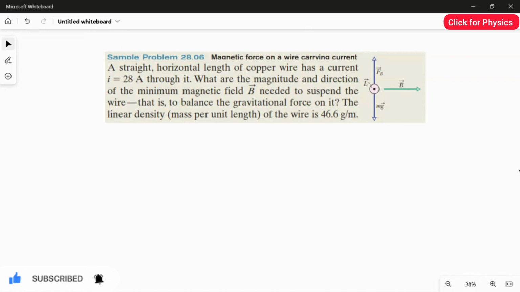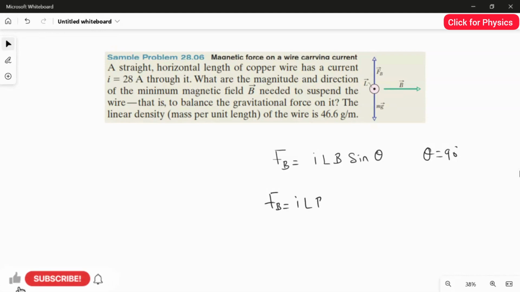Now we have to use the rule for the magnetic force. The magnetic force FB is equal to ILB sine theta. This is the rule for the magnetic force calculation. Now if you see the angle, when you use the right hand rule, the angle exactly says theta is equal to 90 degree. So sine 90 becomes 1. So here you will get FB equal to ILB only.